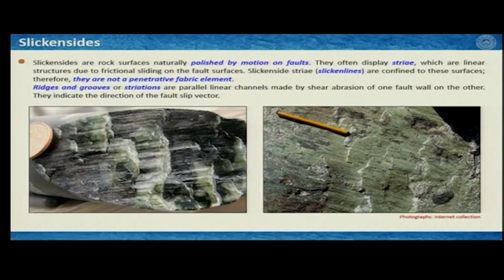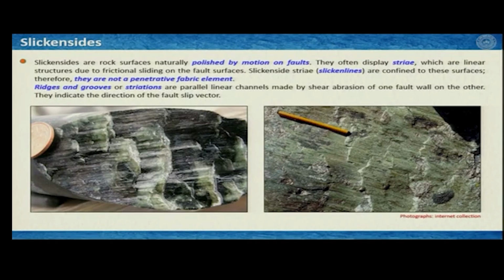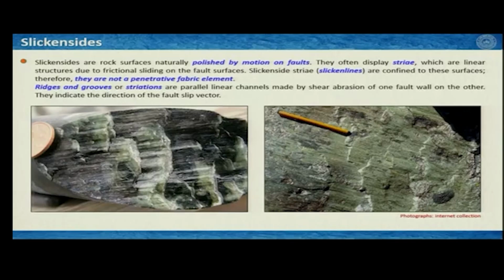So, therefore, they are not penetrative fabric elements, and these slickensides are mostly characterized by ridges and grooves or striations, and they are parallel to each other. So, these are fine linear channels made by shear abrasion of one fault wall with the other, and they also indicate the direction of the slip vector.